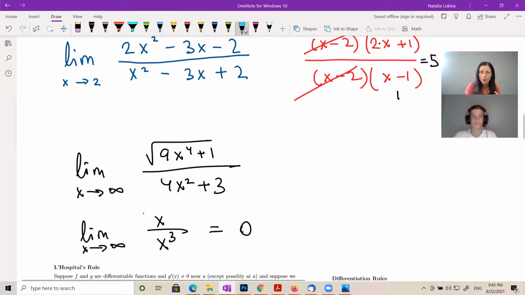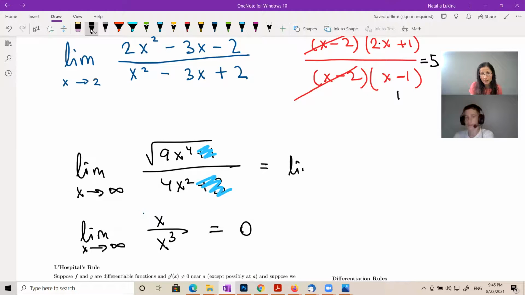So the approach in these problems: you look at this expression and see that x is infinity. Compared to the infinity, plus 1 is nothing. Same thing in the denominator. Compared to this infinity, plus 3 is nothing. And after that, we can work with the new expressions that we can simplify.